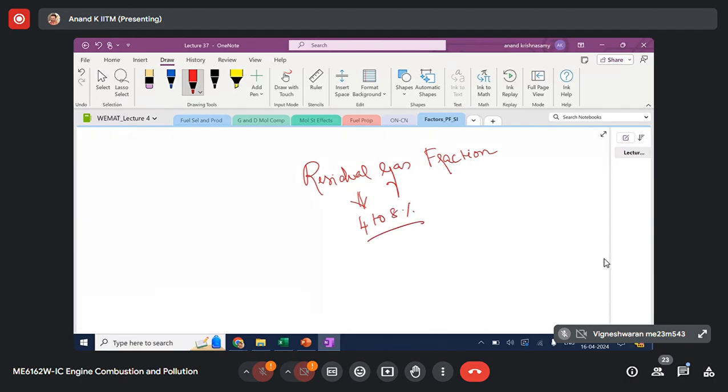What is this residual gas? The gas that remains in the cylinder at the end of one engine operating cycle. At the end of one engine operating cycle, what is the final process in the engine operating cycle?